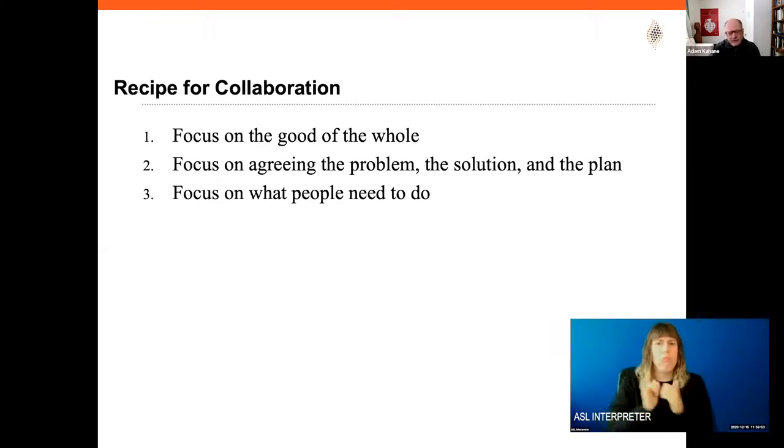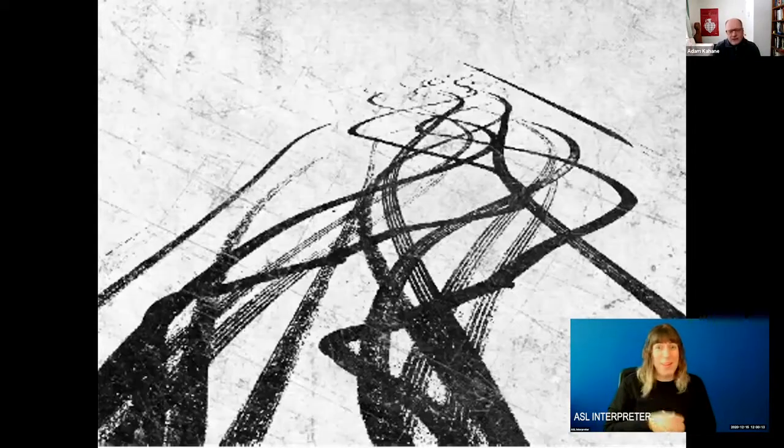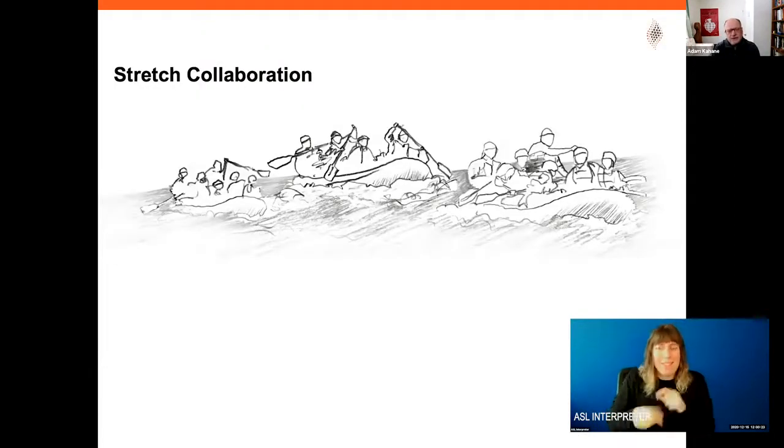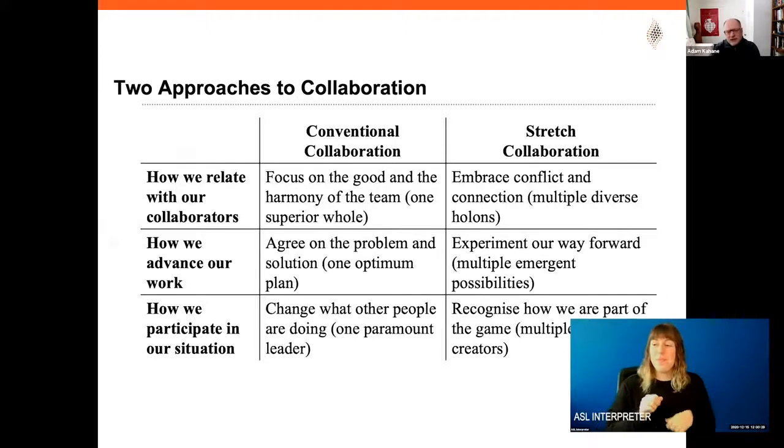Now, I've been giving different versions of this talk all year, and I've been doing surveys, and I asked people, does this seem like a good recipe? And about 80% of people say, yes, this is a good recipe. And my answer is no, this in general is a very bad recipe. It doesn't work. And especially in situations that are out of control, where different people have different opinions and interests and needs. We can't control what other people do. And what's required instead is something I call stretch collaboration. And stretch collaboration is different from conventional collaboration in three ways.